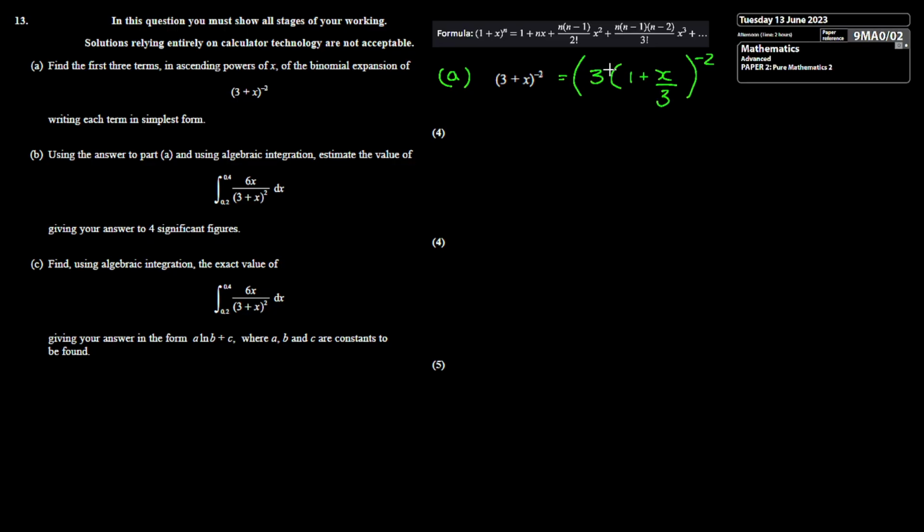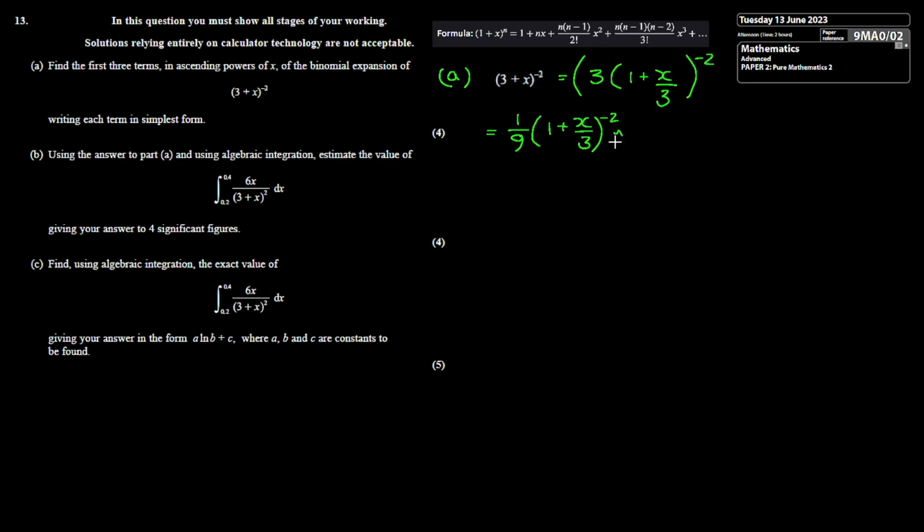Multiplying this out, let's just check. Yes, I get 3. Yes, I get x. We need to get the 3, which is now to the power negative 2, out of it. So I can say this is equal to 1 over 9 of 1 plus x over 3, and this is raised to the power negative 2. So that's our expression. We can expand this bit and just keep the 9th outside all our calculations.